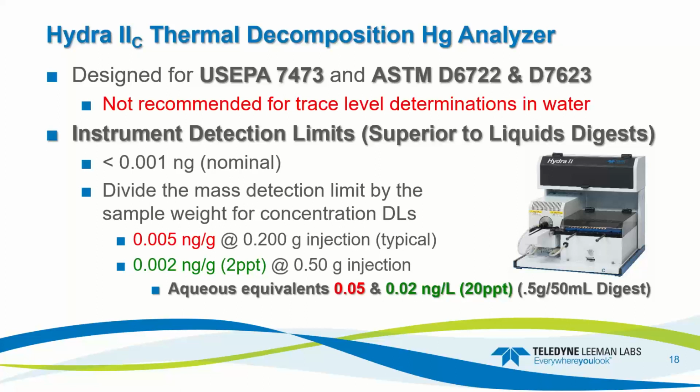If you took those same sample weights and did a wet digestion and brought them up to a 50 milliliter final volume, your detection limit would be 10 times higher. They'd be at 5, 50, and 20 parts per trillion. So thermal decomposition allows you to have a superior detection limit than running the same sample on a wet digest.